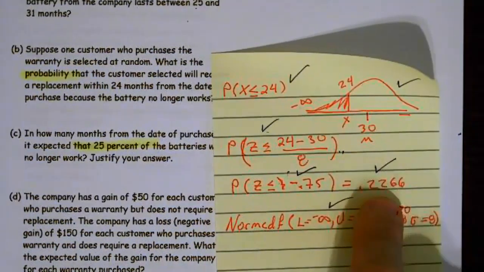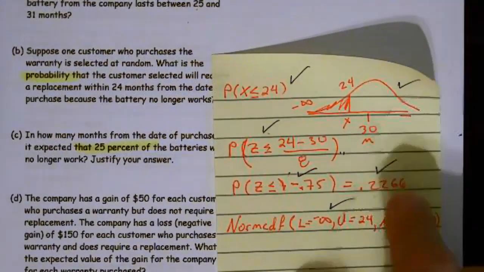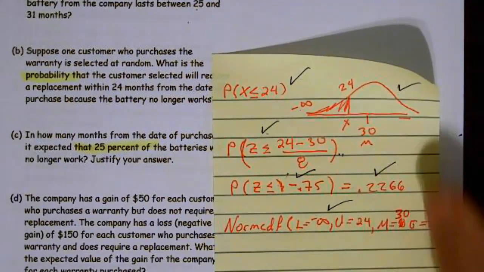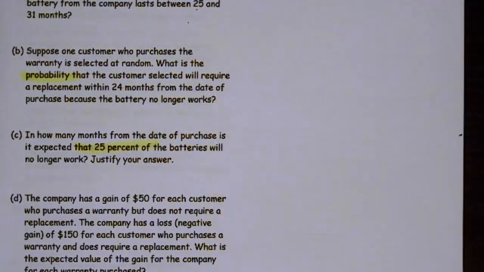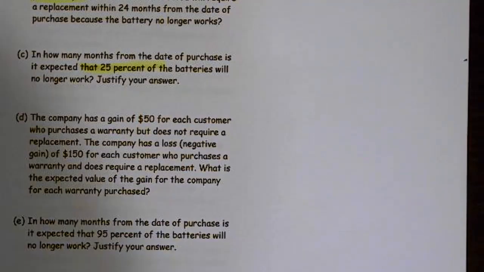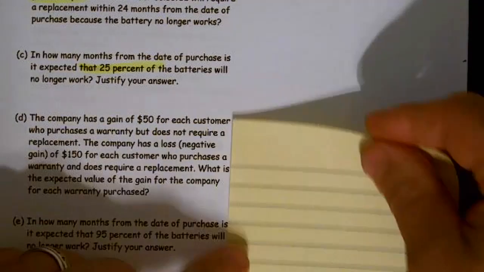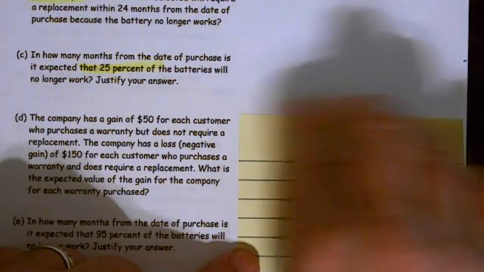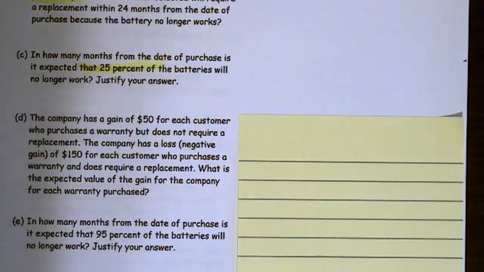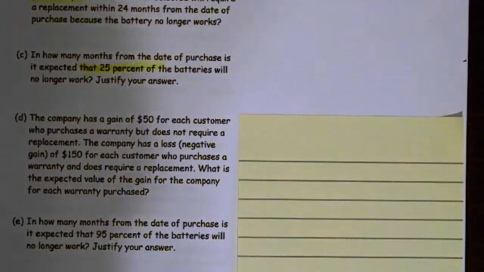So basically 22% of the time we're going to have to replace it. The remainder of the time is a profit. So this is where they're going to lose money. The other way, they're going to gain money. But just in case we forgot that, part D, we say, okay, how often do they lose money and how often do they gain?